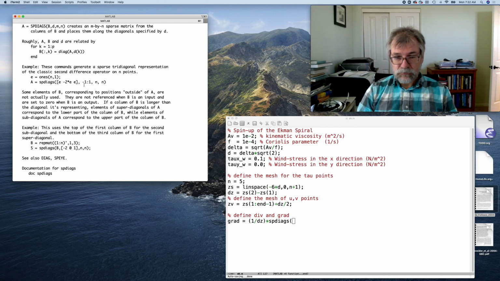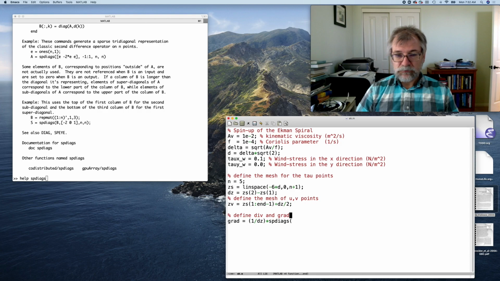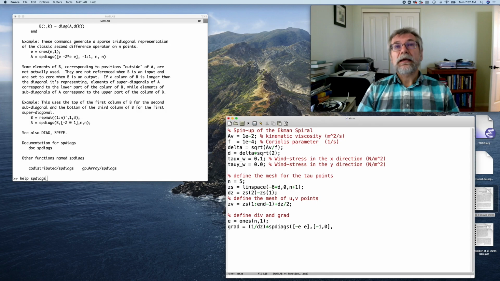So for our case, we're going to follow this example and create an e of 1s just like they do. So let me do that. E is equal to ones, n comma 1. Maybe n, yeah, I think that's right. And now we're going to have minus e and e, and minus 1 and 0. And this matrix will have, remember, it had n by n, 5 by 5, right? The gradient one? I think that's right. So let's try it out.